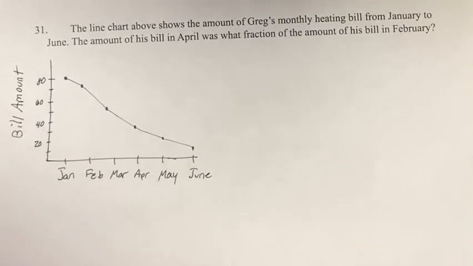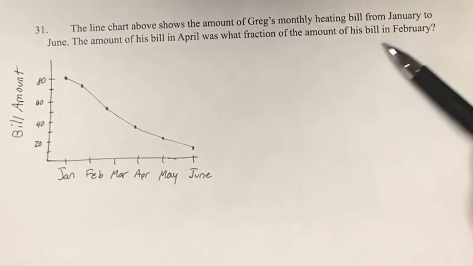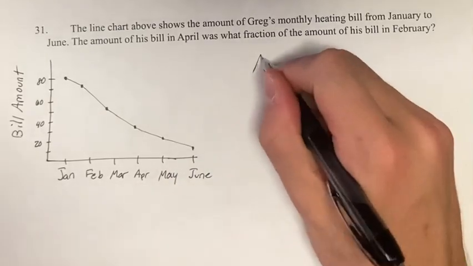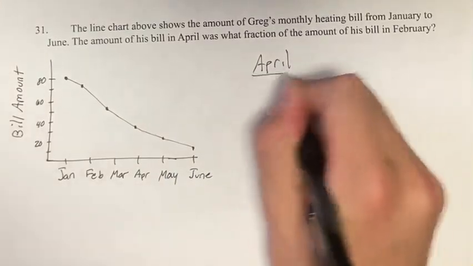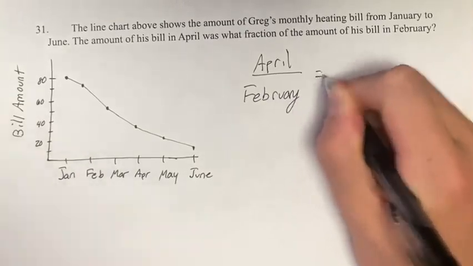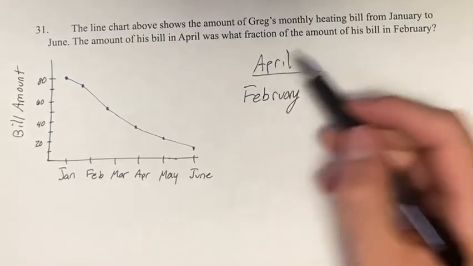In this problem, we're told the line chart given shows the amount of Greg's monthly heating bill from January to June. We're told the amount of his bill in April was what fraction of the bill in February. So what we have to do is take the amount in April and divide it by February to get this fraction. So what is the amount in April?